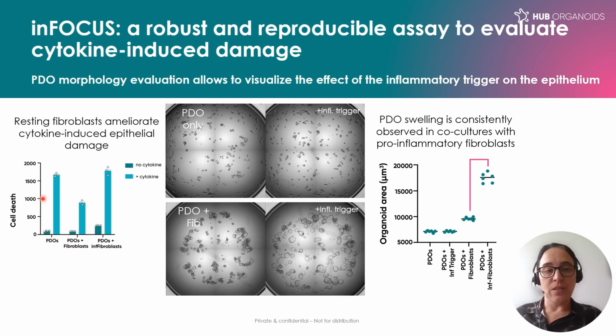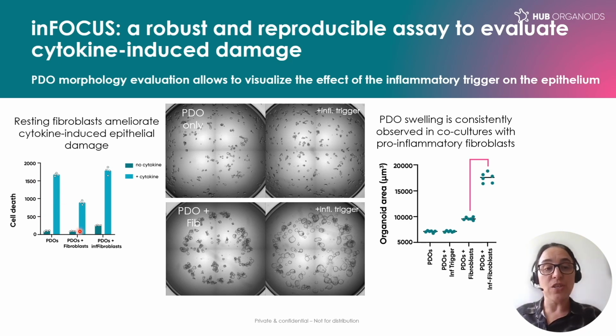However, what we think is also very relevant is that when we add cytokines that damage the epithelium, and this is just organoids alone, we see an increase in cell death, because the cytokines, as I say, are damaging the epithelium, and one of the responses is cell death, which we can clearly measure.